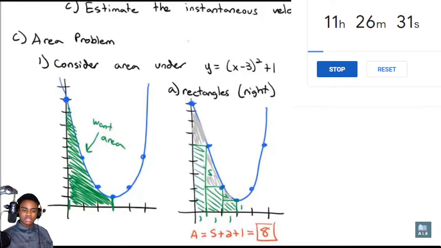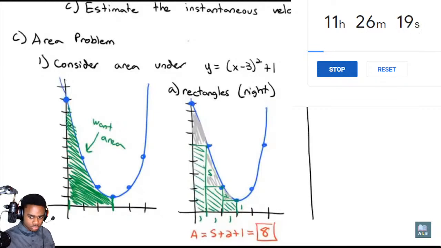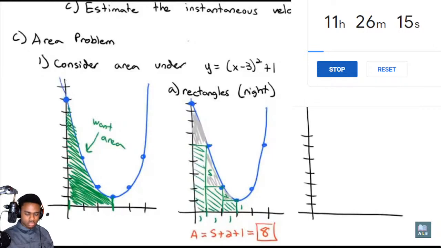So to avoid being short, we could draw rectangles that the left corner touches the graph, and see how that compares. So 1, 2, 3, 4, 5, 6, 7, 8, 9, 10, and 1, 2, 3, 4, 5. Putting our key points on here of 3, 1. Move over 1 and up 1. Over 1 and up 1, 2, 3. And then finally the 9.